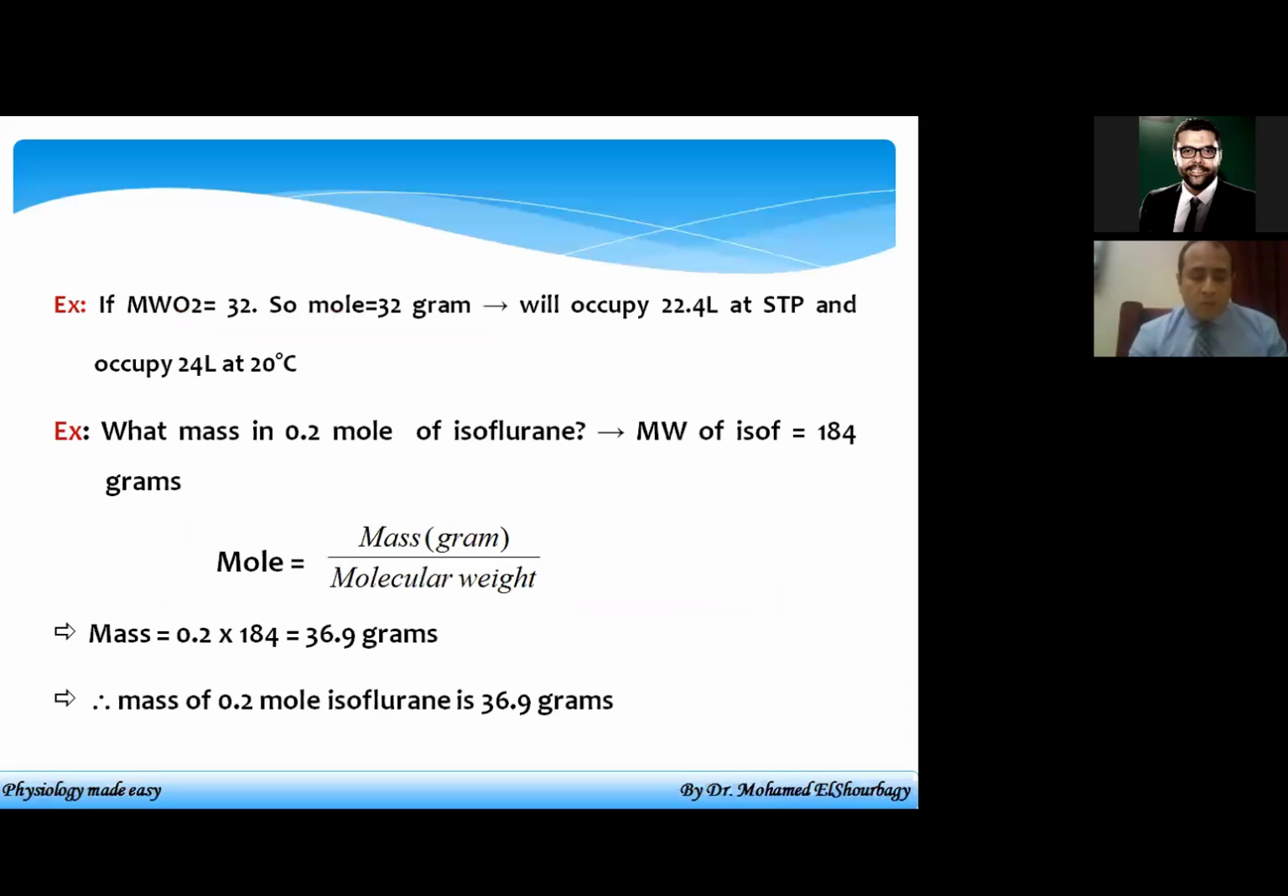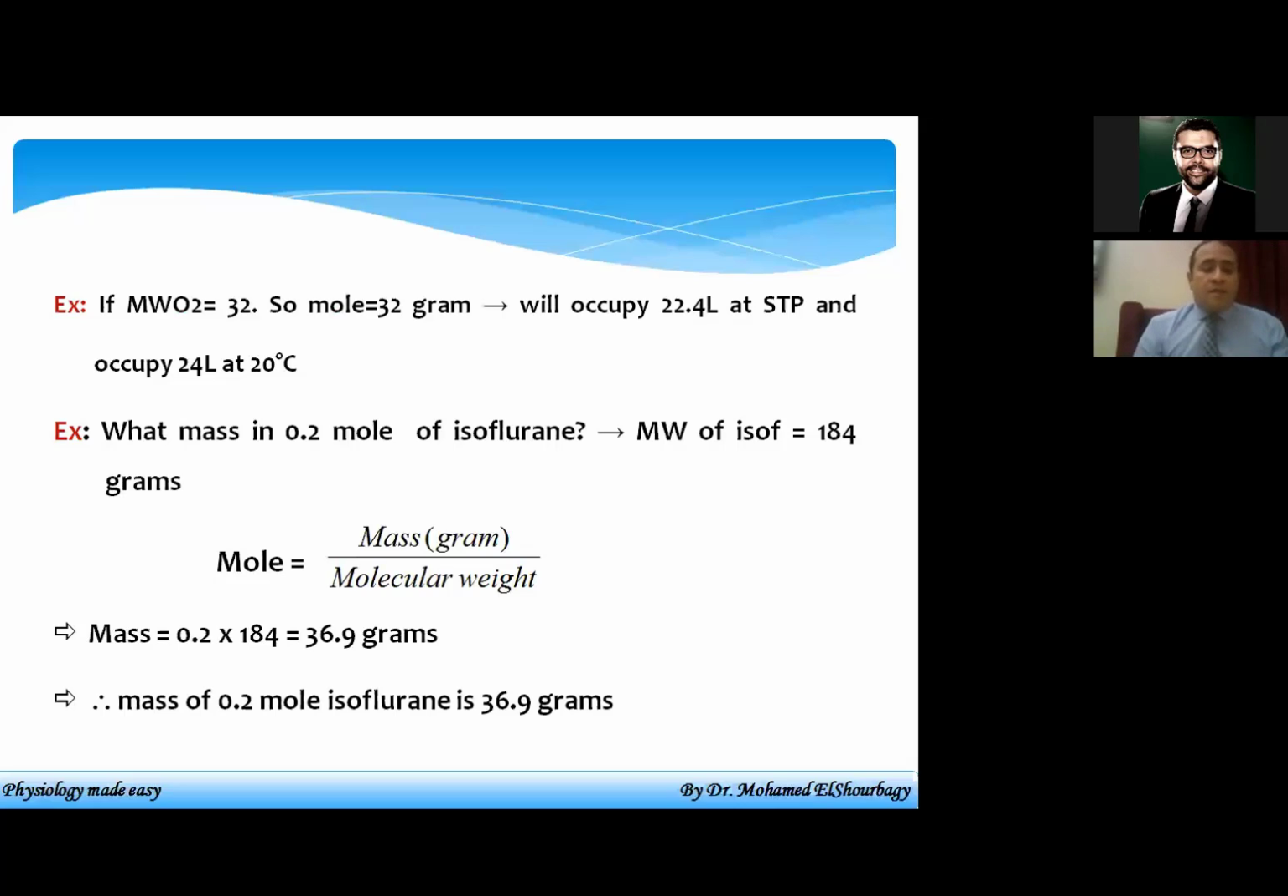Let's recognize now that we must respect the fixed values of mole, molecular weight, and certain volume at a certain temperature, to solve any question or quiz. For example, the molecular weight of oxygen is about 32 grams, so 1 mole equals 32 grams, and will occupy 22.4 liter at STP and 24 liter at 20 degrees centigrade.